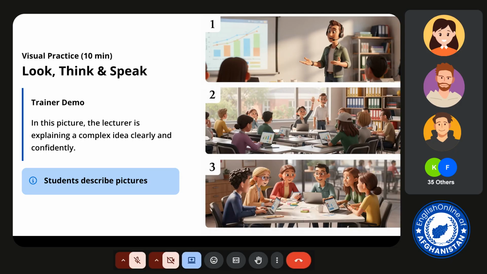Okay. I will talk about the first picture. The first picture looks like an economics faculty. On the front screen there are line graphs. The teacher is standing and explaining the lecture, and the students are sitting in their lesson.